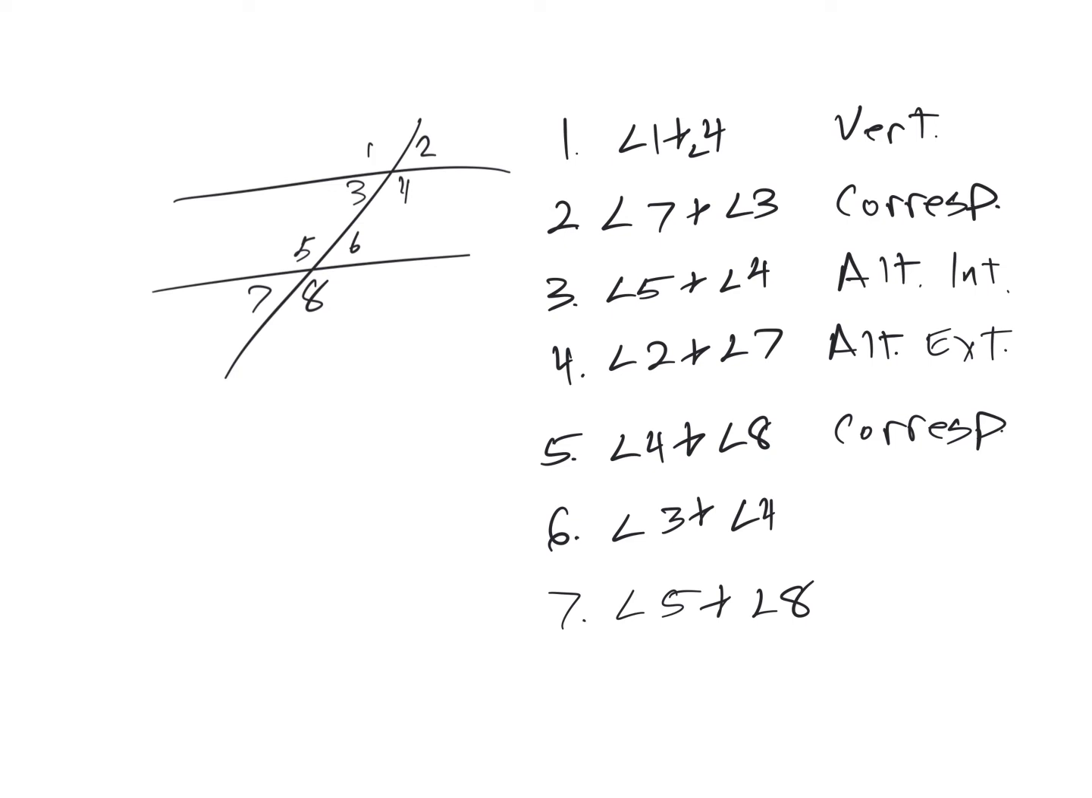Number 6, 3 and 4. They're at the same intersection, so it's either vertical or linear. So if you didn't know linear, but you knew what vertical angles were, that should have been a process of elimination. Vertical's like across from each other. So 1 and 4 are vertical, 2 and 3 are vertical, 5 and 8 are vertical, 6 and 7 are vertical. 5 and 8, there you go, vertical.